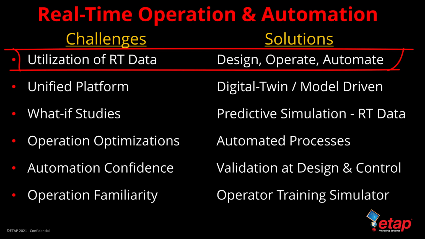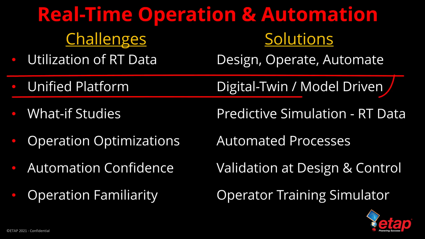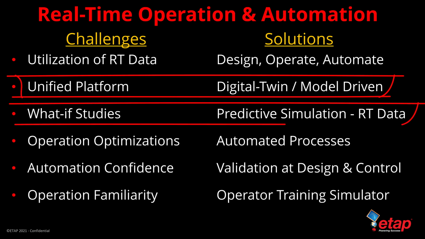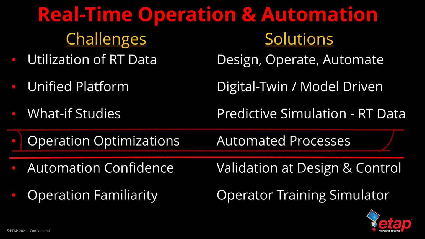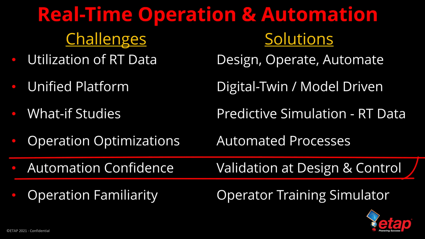ETAP bridges this gap of design and operation by allowing you to utilize that real-time data all the way from design to operation to automation, which is the focus of this webinar. We're doing this on a unified platform, and all the scenarios that were prepared during design and analysis are available for operations and engineering. Operation optimization becomes an automated process leveraging this digital twin, and the automation confidence challenge is solved by validating the operation side while you're doing your design. And we will talk a little bit more about this later on in this webinar.